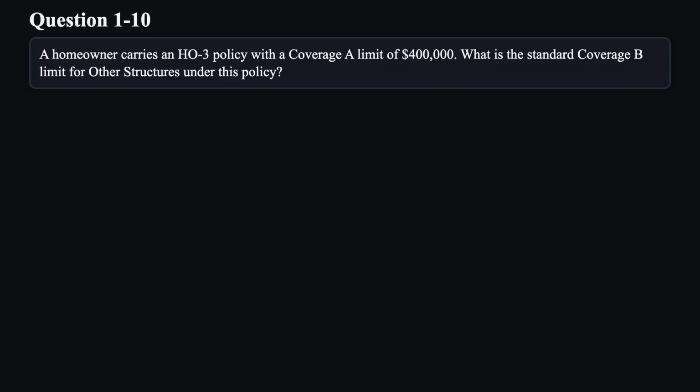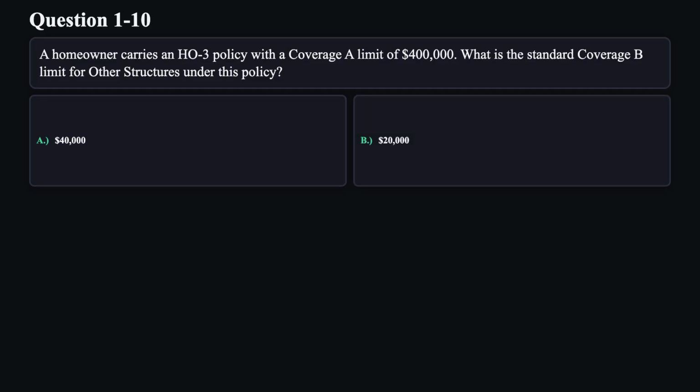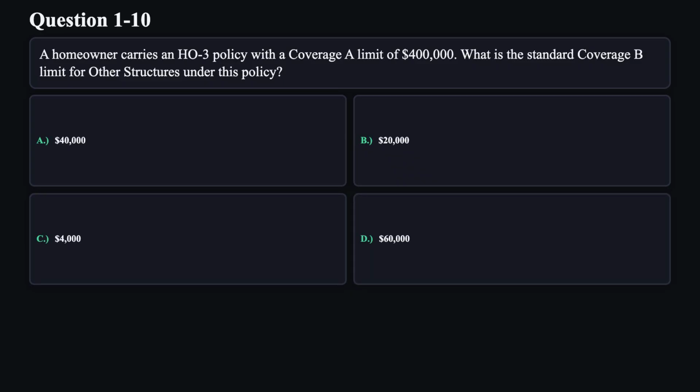Question 10. A homeowner carries an H03 policy with a coverage A limit of $400,000. What is the standard coverage B limit for other structures under this policy? A. $40,000. B. $20,000. C. $4,000. D. $60,000.